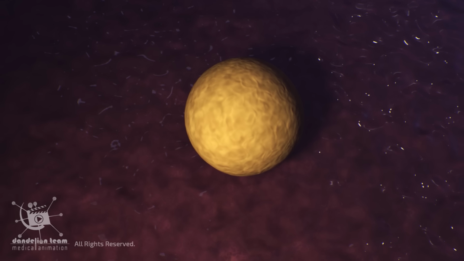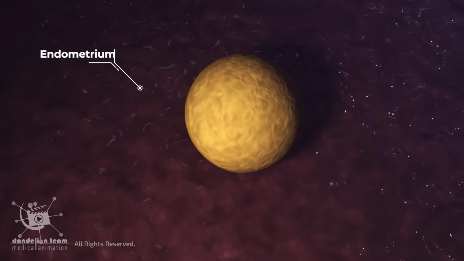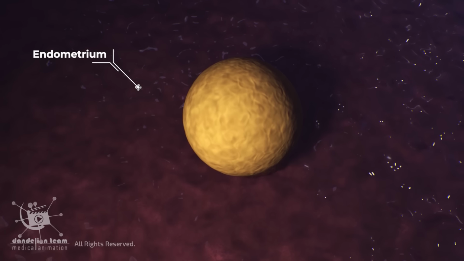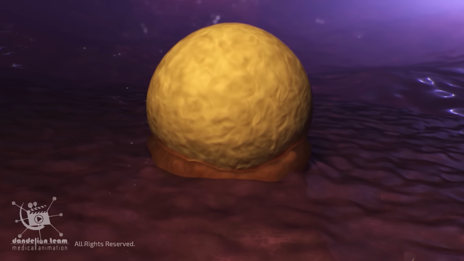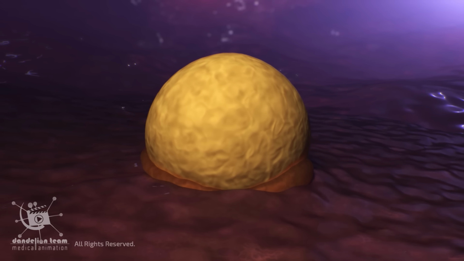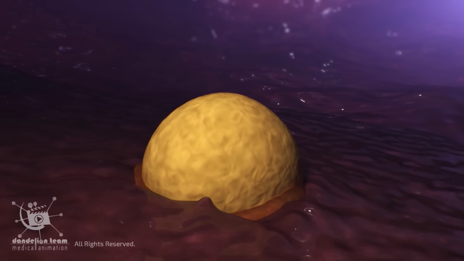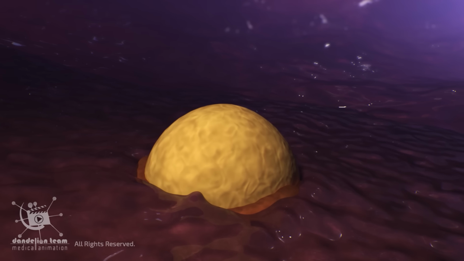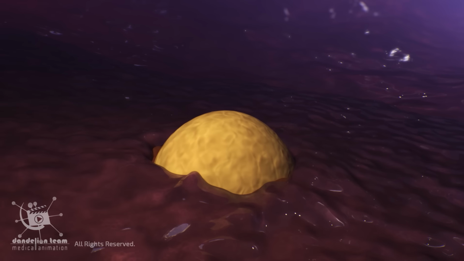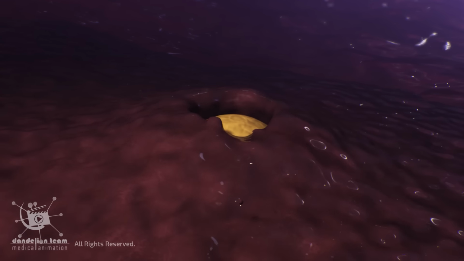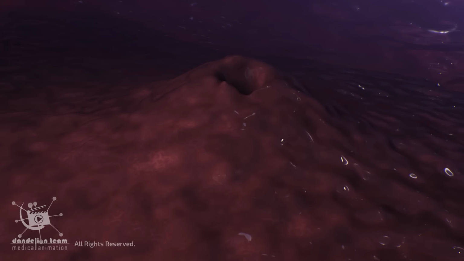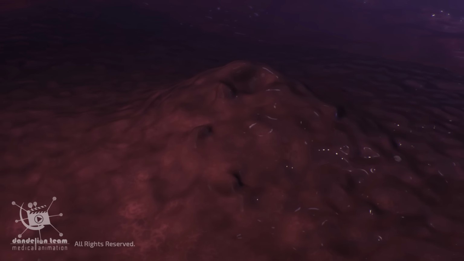The blastocyst attaches itself to the uterine lining, known as the endometrium. This process is called implantation. This allows the blastocyst to attach to the uterine wall, enabling it to obtain nutrients and oxygen from the mother's blood supply, supporting its continued growth and development.